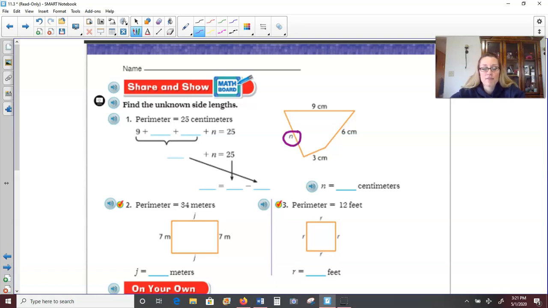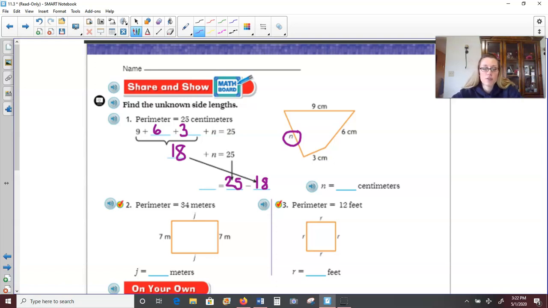So let's fill in what we do know. 9 plus 6 plus 3 plus the n is going to equal 25, but we don't know n yet. So 9 plus 6 is 15, plus the 3 more is 18. And then we're going to take the total perimeter, which we know is 25, and subtract 18 from that. That way we can see what amount is left over.